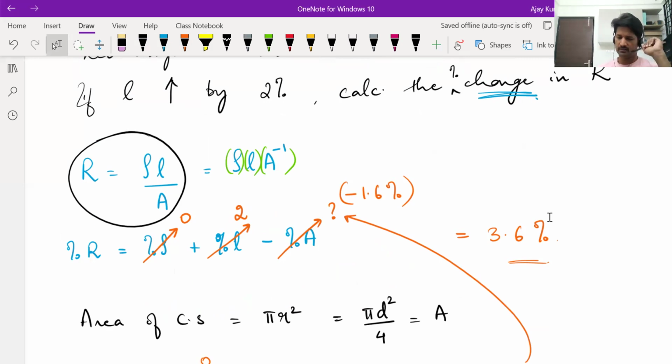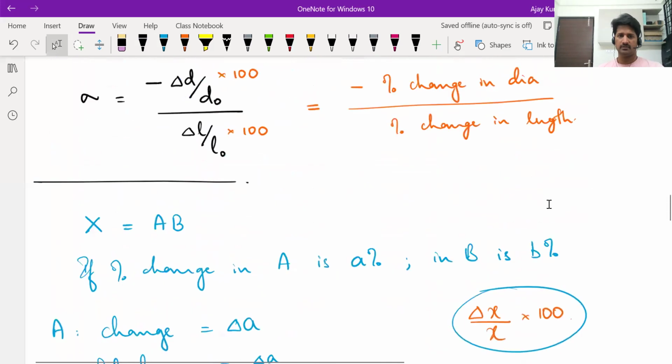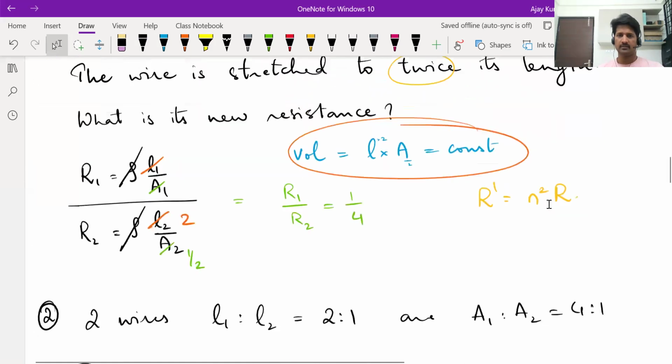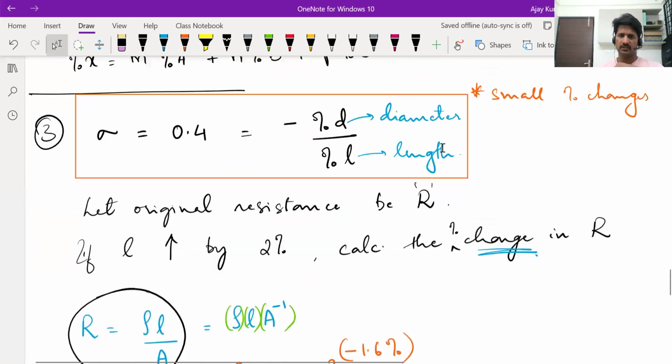It bulges. So now based on the change in length, we had to calculate the change in area, but we don't have a direct relation between them. This is not a case where volume is constant. If volume is constant, you could have done it like the previous question. L into A is constant. So if length is doubled, area becomes halved, and so on. You could have used something like that. But here that is not the case.